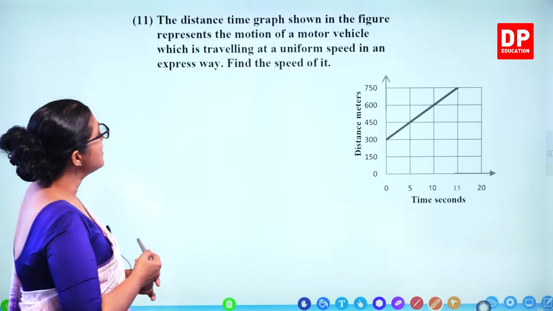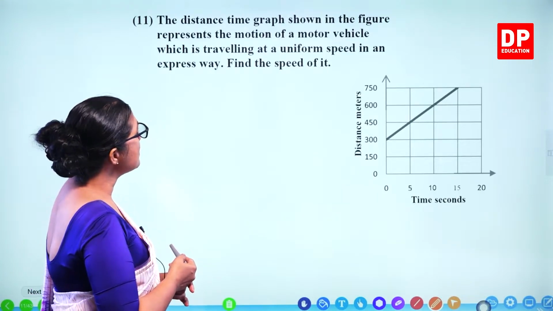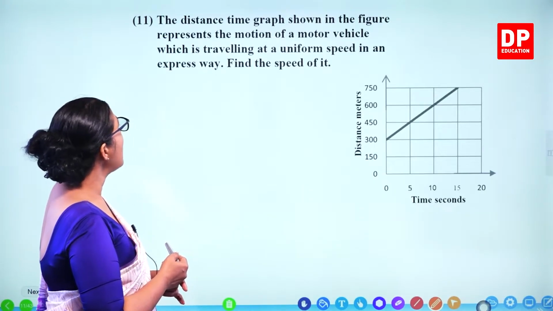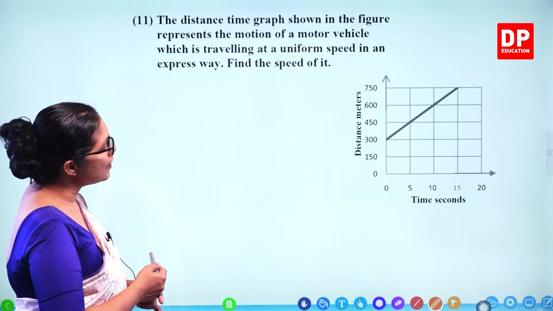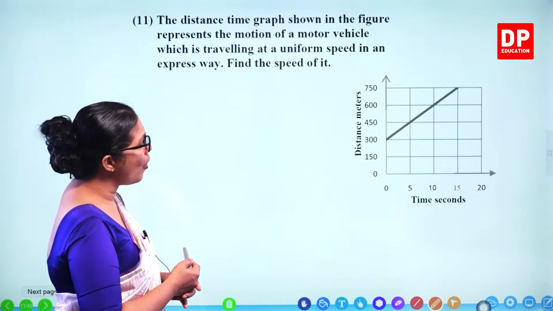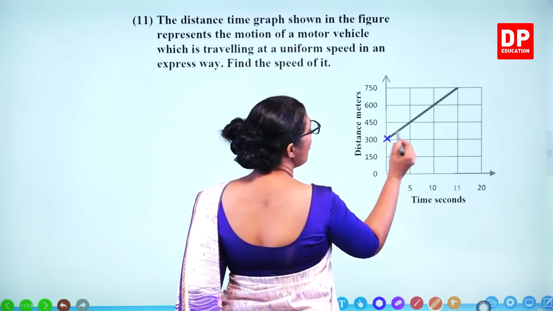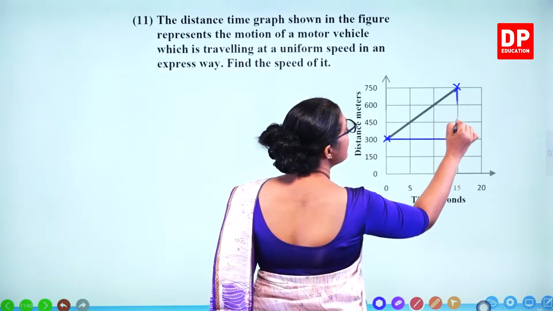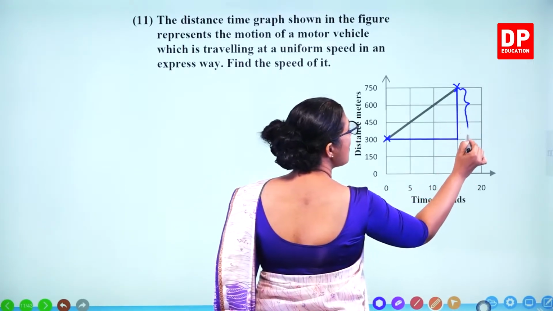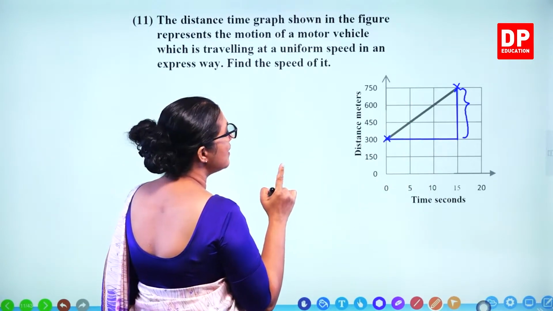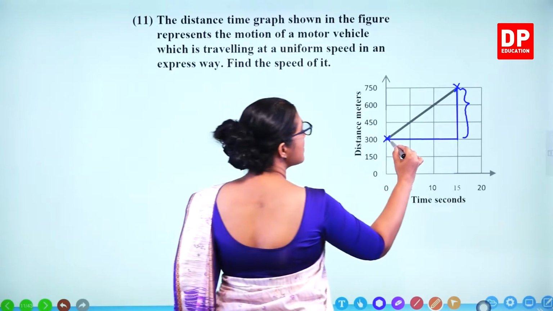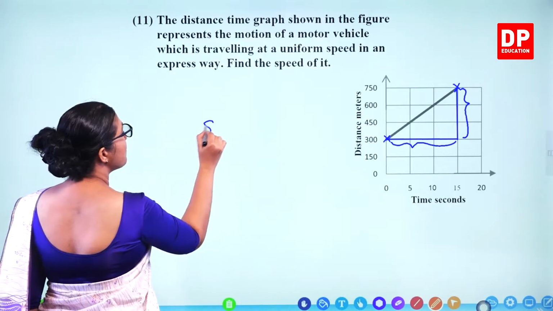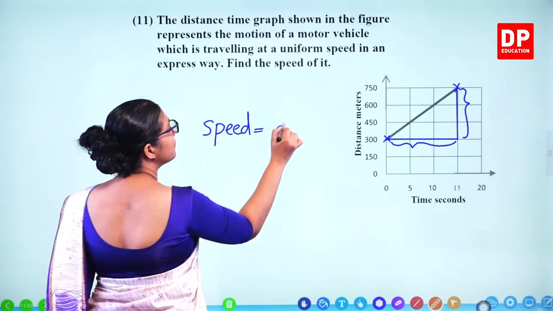Question number 11. The distance time graph shown in the figure represents the motion of a motor vehicle which is traveling at a uniform speed in an expressway. Find the speed of it. So how do you find out the speed? You need 2 points. So we'll take this point and this point. So when you draw the triangle, you need the distance traveled here to here. That's 750 minus 300. So what is the time? 15 minus 0. So speed is distance over time.